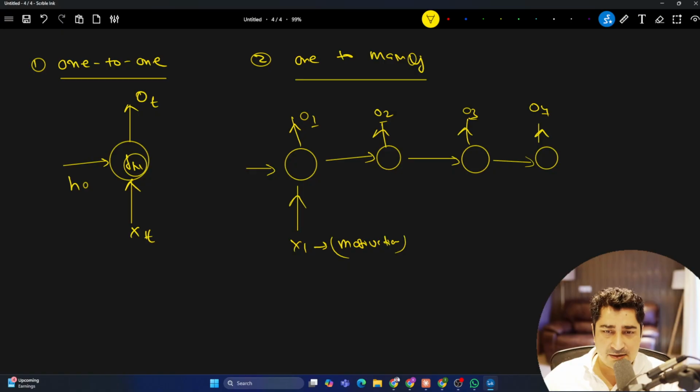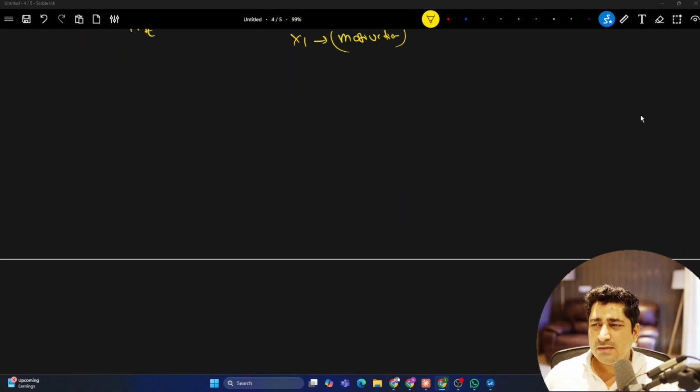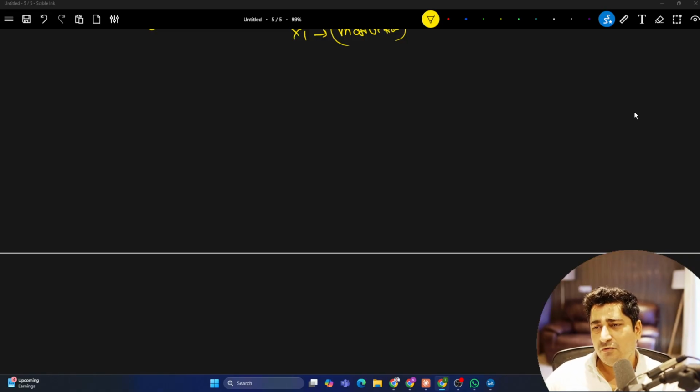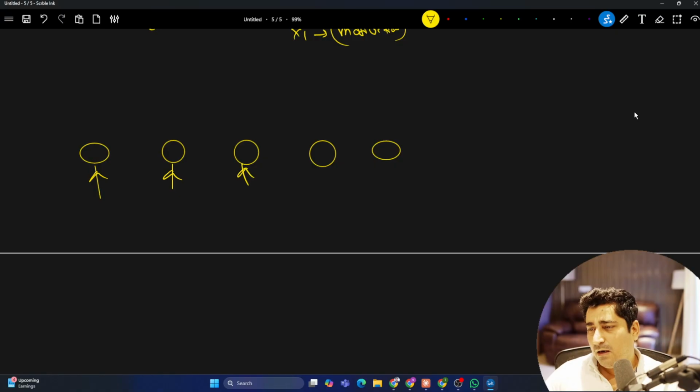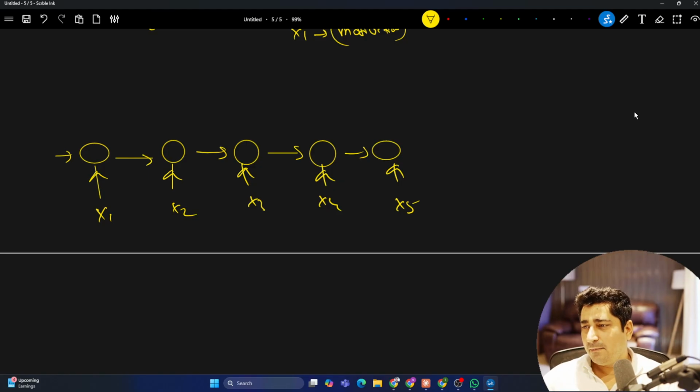Base model is completely same. We are not changing our base model at all. Now there is an example of many to one. Many to one means, again, a similar kind of network, where I'm going to give multiple inputs, x1, x2, x3, x4, x5, and obviously all of this will be connected, and then finally it is going to give me one output.